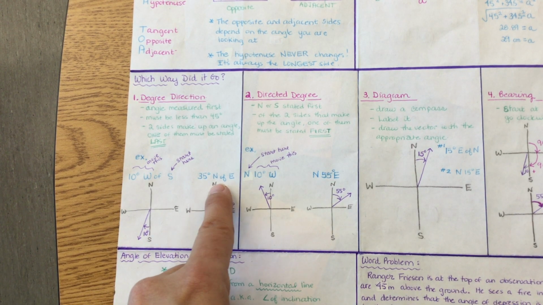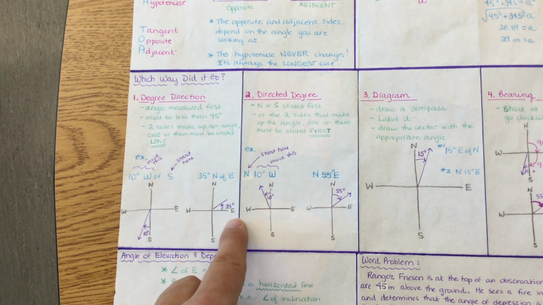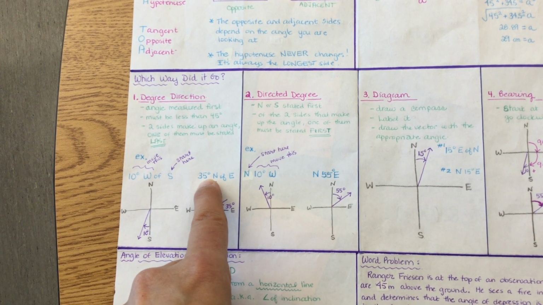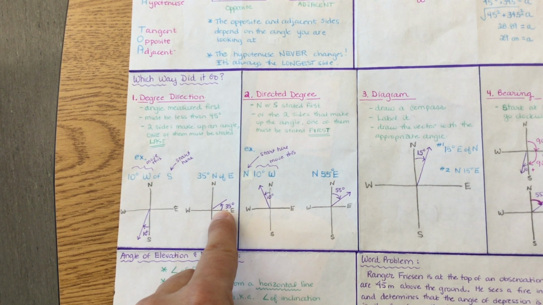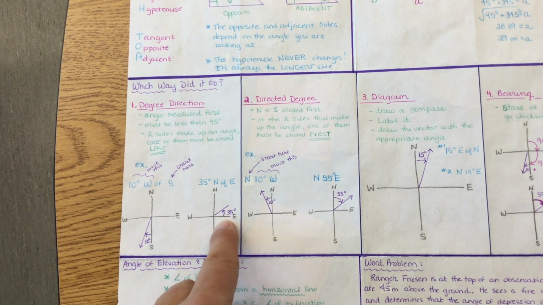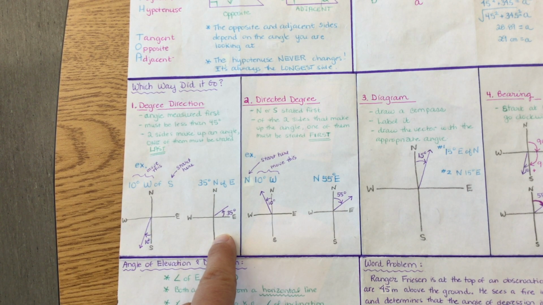Over here, 35 north of east. Okay, we start at the east and we do 35 degrees north. So start at east and draw a line that shows 35 degrees north. So there's 2 examples for this one.